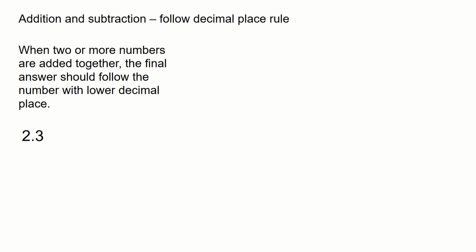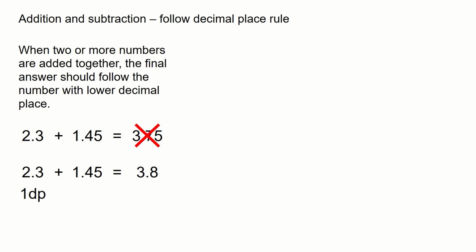Now, for example, you have 2.3 plus 1.45. If you press the calculator, you get 3.75. But that's wrong. When you apply the rule, 2.3 plus 1.45, your answer should be 3.8, because there's one decimal place for 2.3, 1.45 there's two decimal places, and 3.8 there's one decimal place.